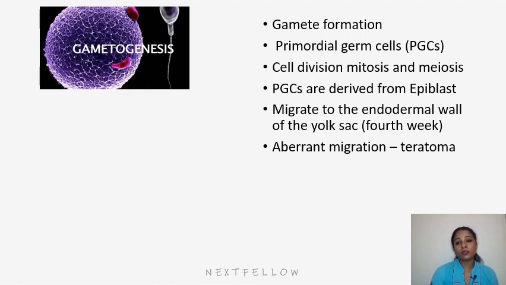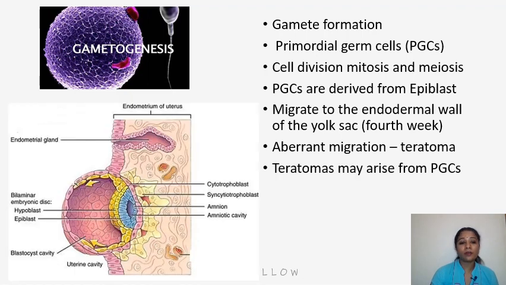I hope you now understood where the gametes are formed from. Gametes are formed from PGCs, primordial germ cells. From where are the primordial germ cells derived? They are derived from the epiblast cells. If you see the initial stage of the embryo, first it forms a cluster of cells called the morula, and in this morula the outer cells will form the trophoblast. Here we can see the peripheral cells, called cytotrophoblast or trophoblast cells, which later develop into the placenta.